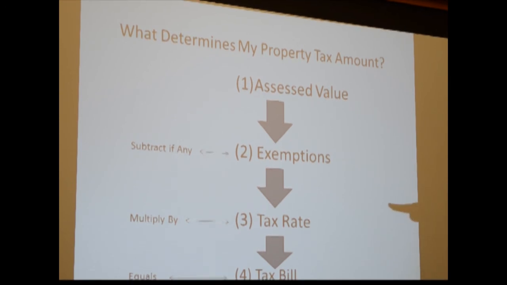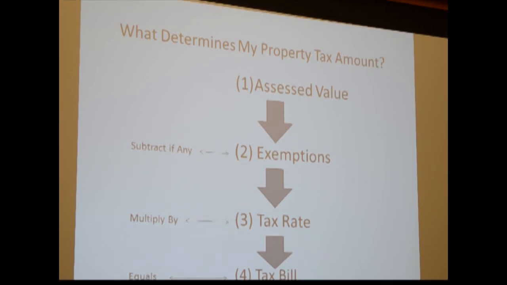And then you multiply that by the tax rate. The tax rate is determined by the different taxing bodies within your area: libraries, schools, fire protection districts. All of those taxing bodies make up a combined tax rate, and that equals your tax bill. It's pretty straightforward. It's not complicated in that sense.